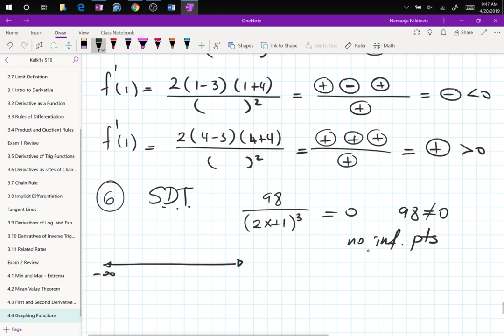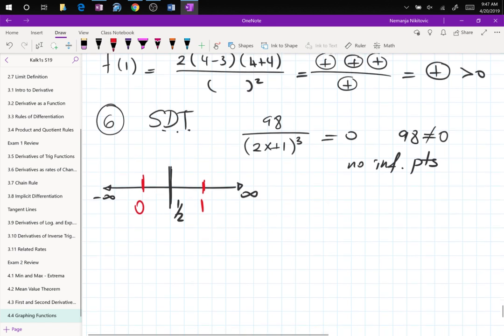We do have a vertical asymptote at 1/2, so we can choose a test point of 0 and a test point of 1. If you have no inflection points and no asymptotes, then the entire line is one partition, so you just pick one test point somewhere. Usually x equals 0 is the easiest. In this case, we had no inflection points to partition with, but we did have a vertical asymptote, so it's just 1/2, and then you pick these.